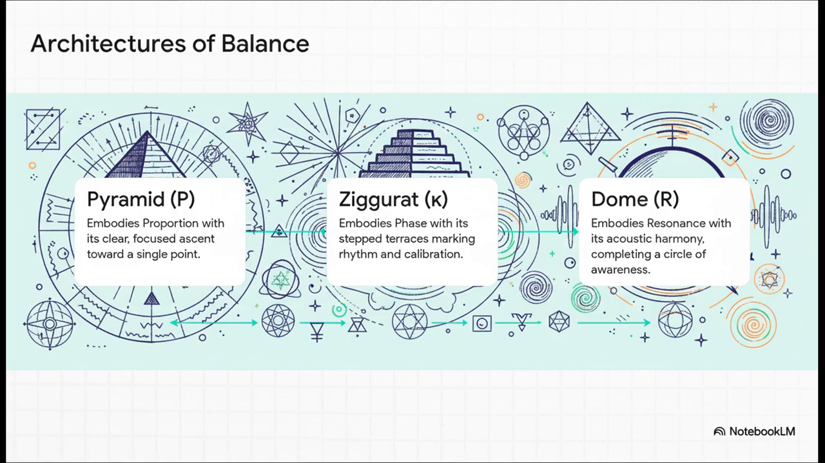That's seen as the physical embodiment of proportion, or P. Then you have the ziggurat, with its rhythmic, stepped levels. That represents phase, or kappa. And finally, the dome, with its perfect, enclosing shape and acoustic harmony. That is the ultimate expression of resonance, or R.